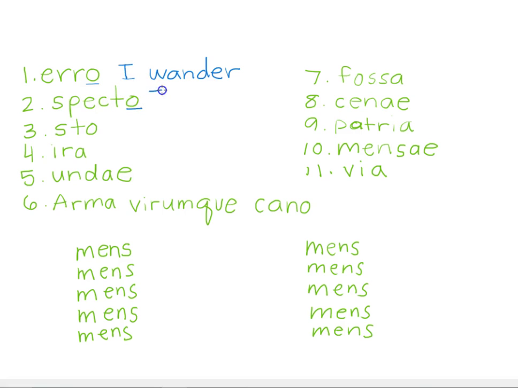Specto ends in O. I look at. We get spectacles from that. Sto ends in O. I stand. That O refers to the pronoun I. Ira, here we have a noun. Ira, ira, this is anger.